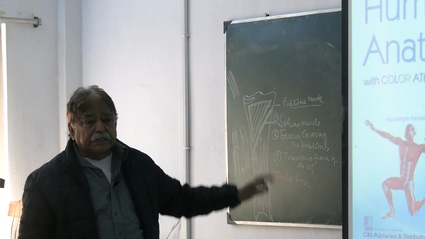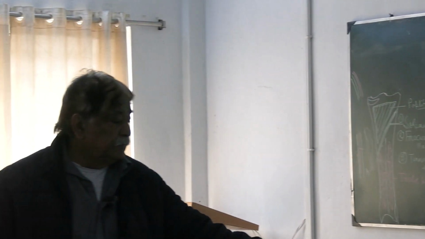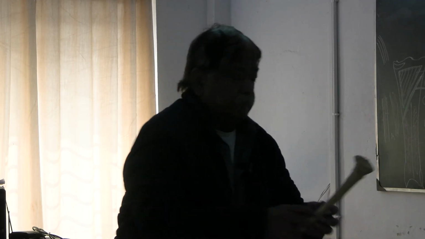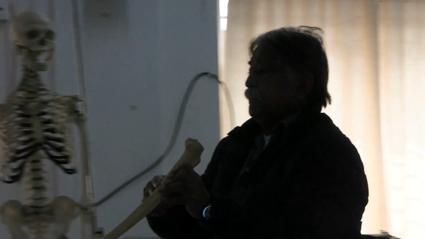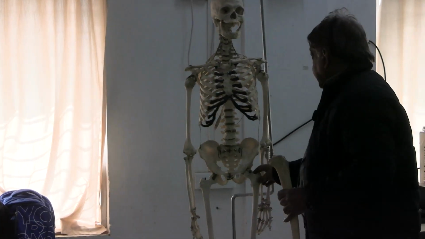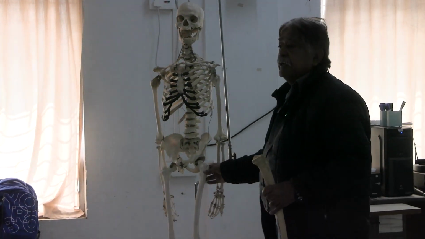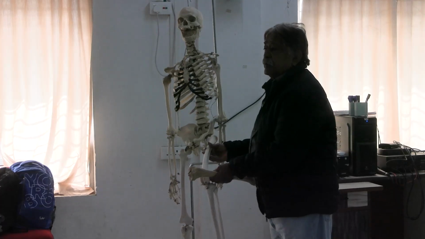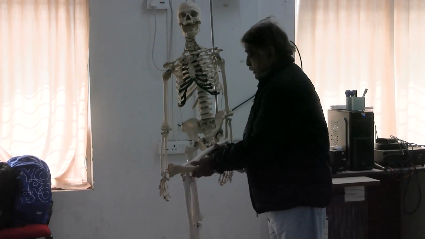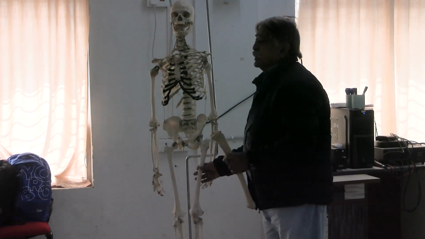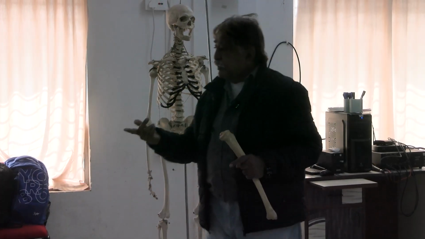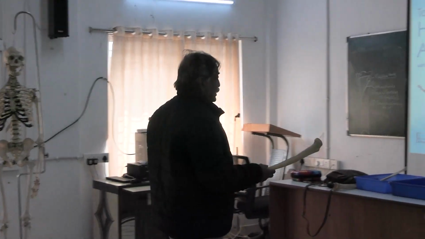Now, the other end of the popliteus is on the femur. It is also known as the locking and unlocking muscle. That will be questioned also. What is locking and what is unlocking?